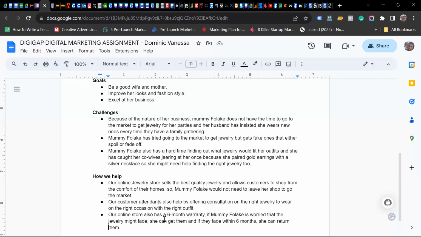And then three, our online store has a 6-month warranty. Now you see how this is unique. This is where the unique publicity comes. If Mommy Folake is worried that the jewelry might fade off, she can get them, and if they fade within 6 months, she can then return them. You see how this works.